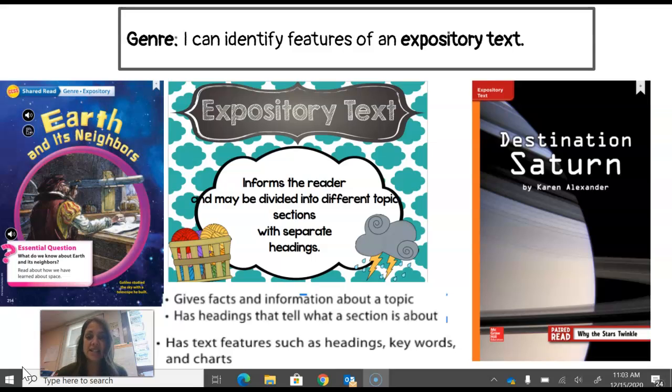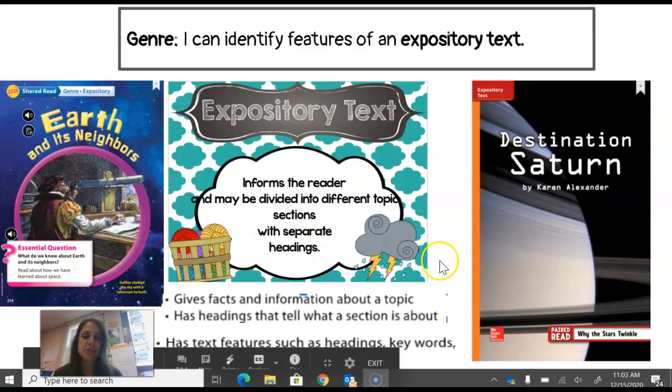In each text, there will be headings. The headings will give us clues to what those sections will be about. Also in those texts, there will be text features. A heading is a text feature, keywords that might be bolded, and charts or sidebars or pictures.